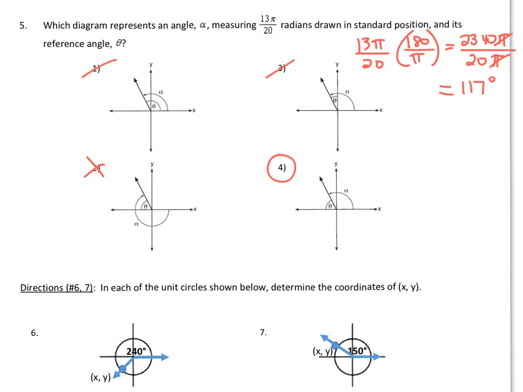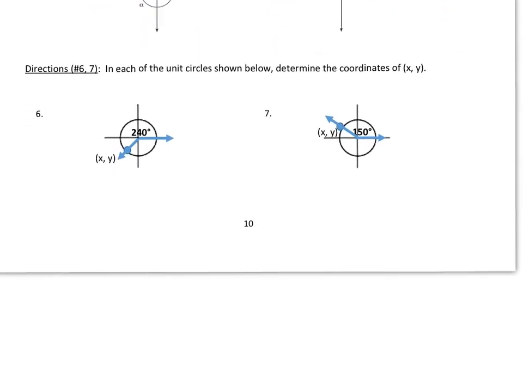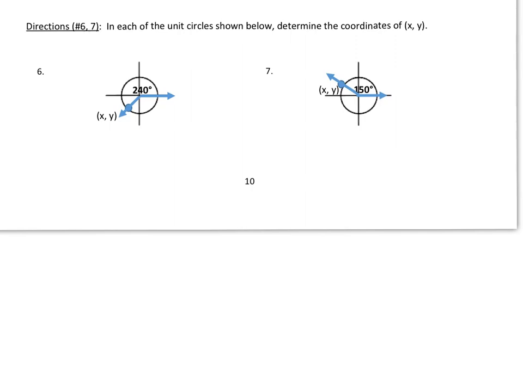So this choice 4 shows that exactly. All right, this has been a super long lesson, but we're almost done. So if we, let me just move this up here. If we take a look at number 6 and 7 on the bottom, it says in each of the unit circles shown below, determine the coordinates of x, y.